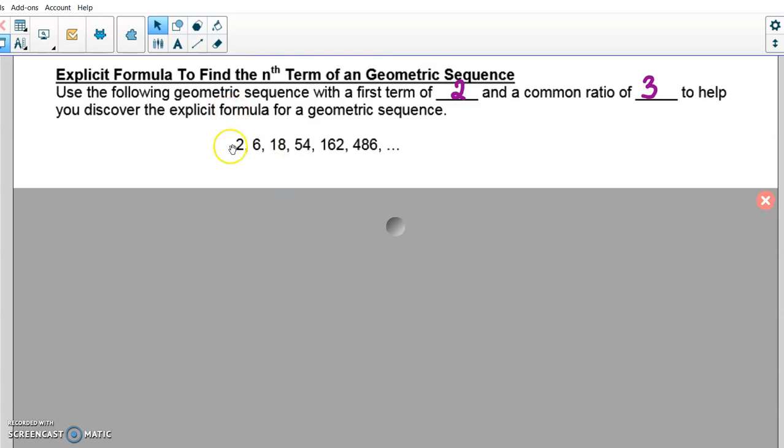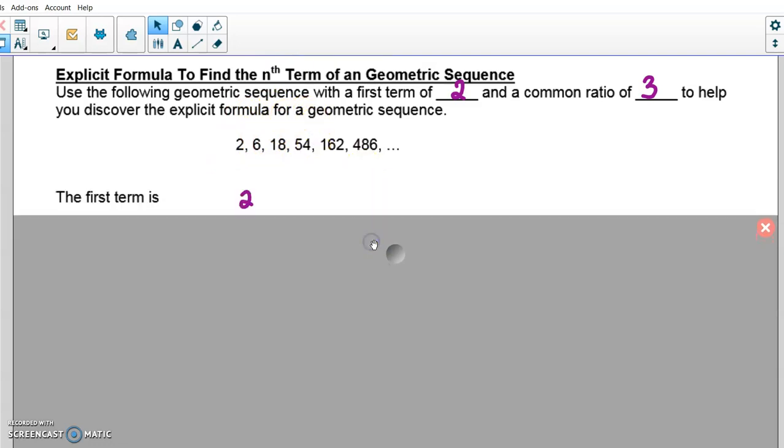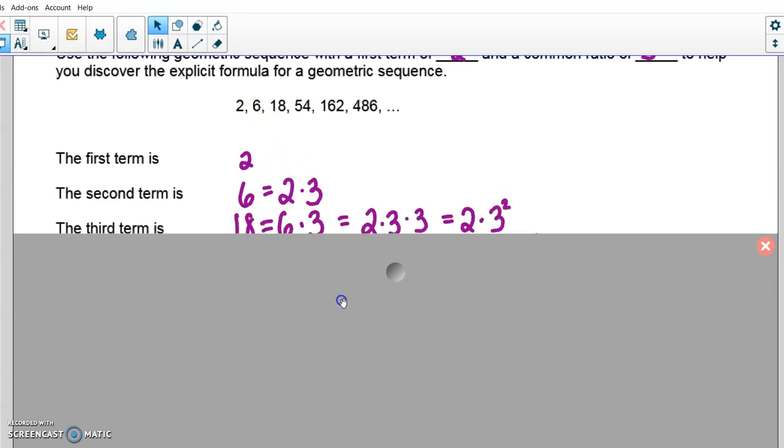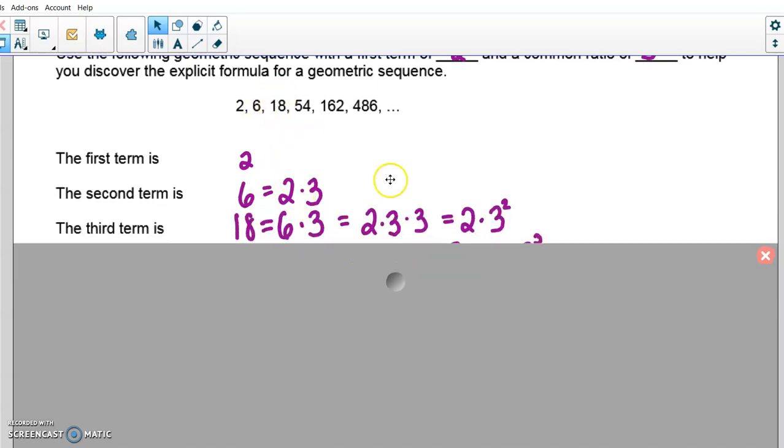So here it is. 2 times 3 is 6. 6 times 3 is 18. 18 times 3 is 54, and so on. So we can see that the first term is 2. The second term is 6, and we got that by doing 2 times 3. The third term in our sequence is 18, which we would get by doing 6 times 3. Or another way we could think about it, it's like doing our first term, which was 2, times 3, times another 3. So to get our second term, we multiplied by 3. To get our third term, you'd multiply by another 3.